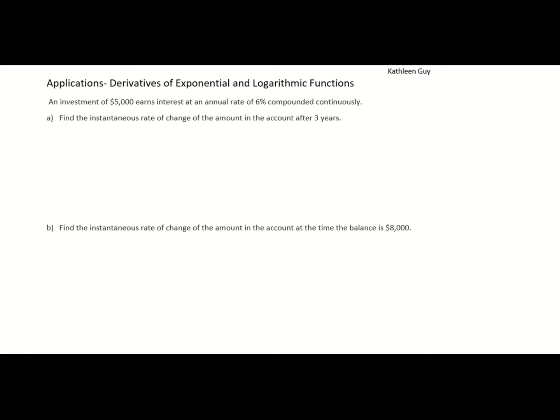Let's take a look at two different application problems that will use the derivatives of exponentials and log functions. The first one is, an investment of $5,000 earns interest at an annual rate of 6% compounded continuously. This is important, right, when it tells you that it's compounding continuously, because you know then that you have to use the investment formula, which is A equals Pe^(rt).